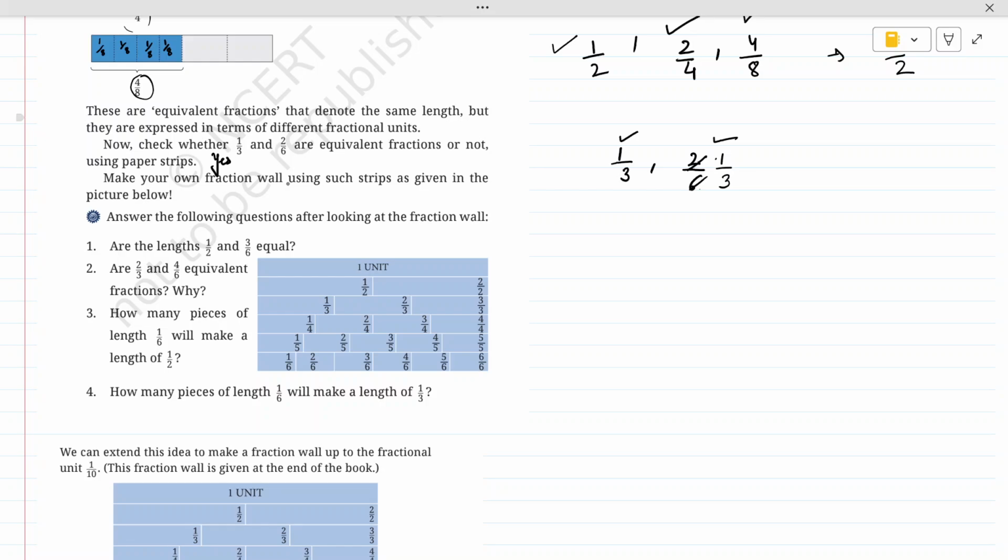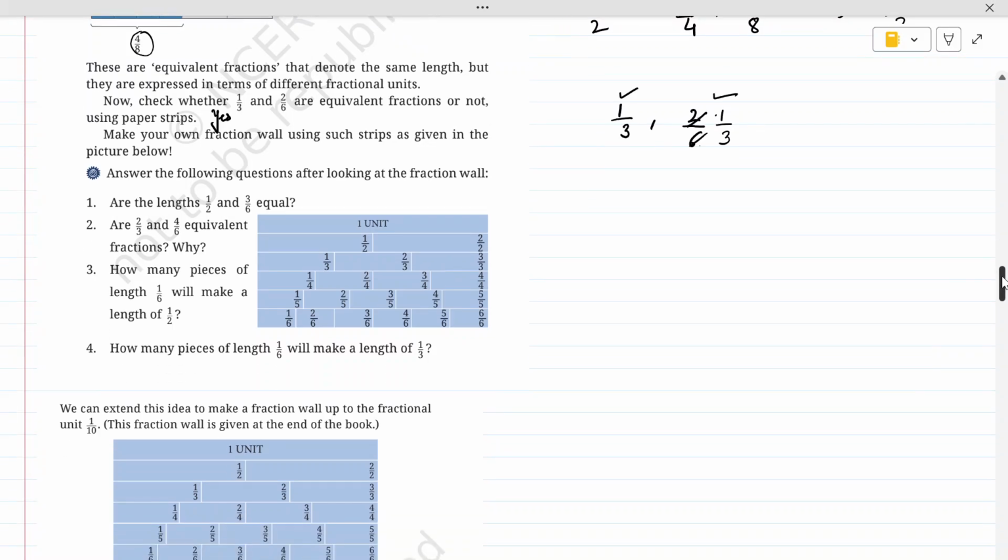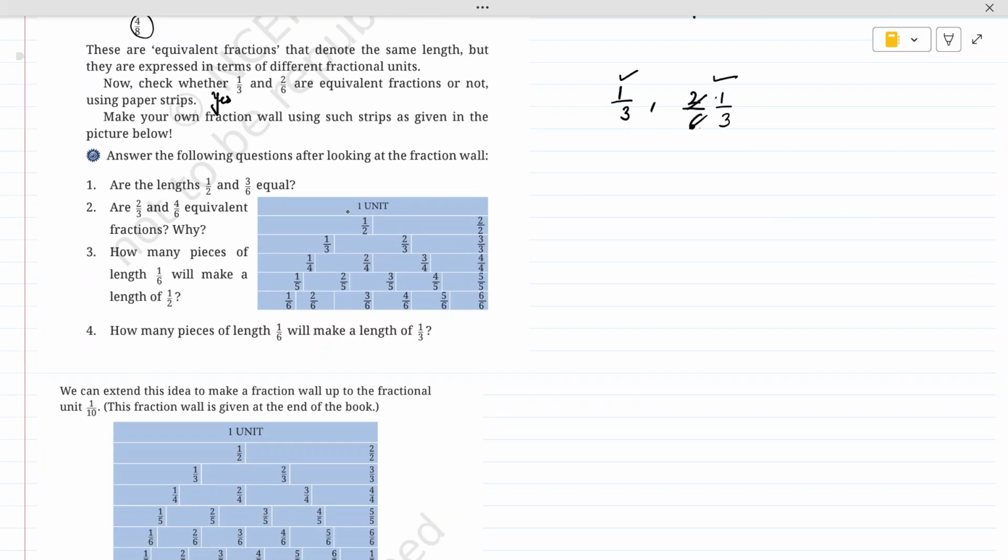Now make your own fractional wall using such strips as given in the picture below. So this is one example of a fractional wall they have made, where we can see that one unit can be represented in many different forms. If we divide this one unit into two equal halves, it is 1 by 2 and 2 by 2. And if we divide this one unit into three equal parts, it is 1 by 3, 2 by 3 and 3 by 3. And for 4, 1 by 4, 2 by 4, 3 by 4 and 4 by 4. Similarly for 5 and similarly for 6. So we can make it for any number.